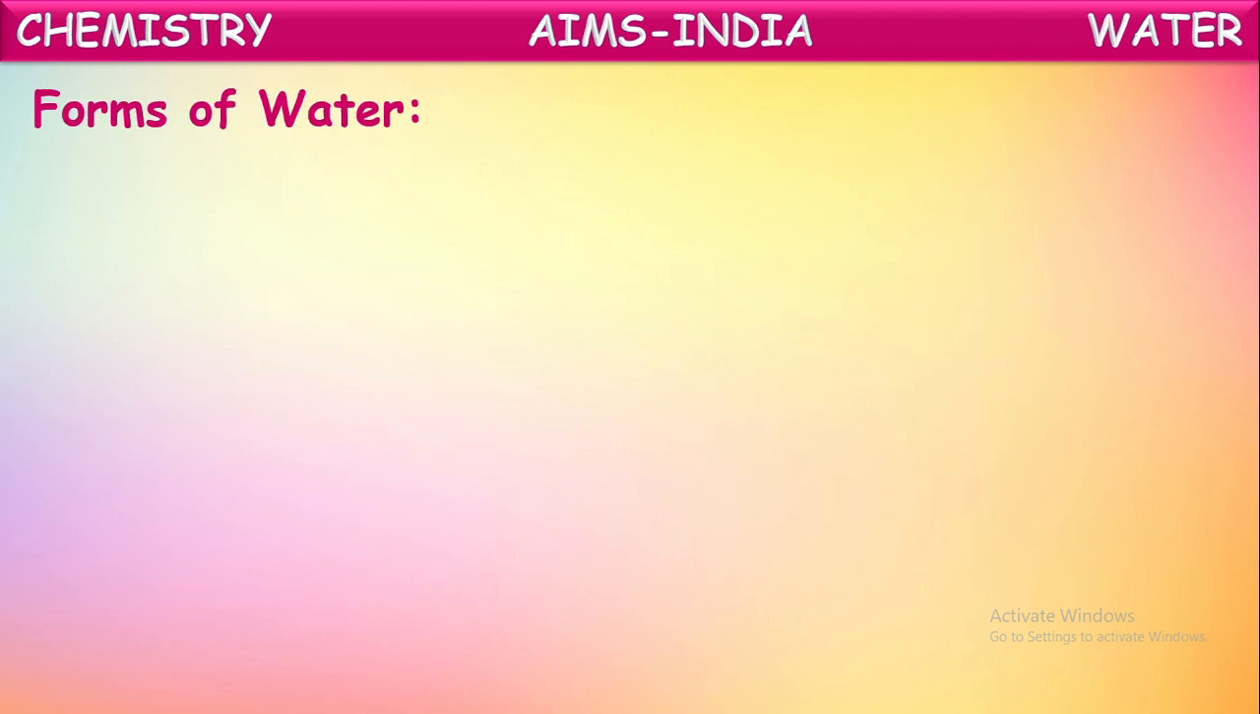Forms of water. So now we are going to see the different forms of water. In how many forms does water exist for us? We know in three forms it is available. In three physical states it is available to us. What are the three physical states? Solid state, liquid state, and gaseous state. This is one of the important properties of water. Even at normal temperature, water can exist in three different states: solid, liquid, and gas.